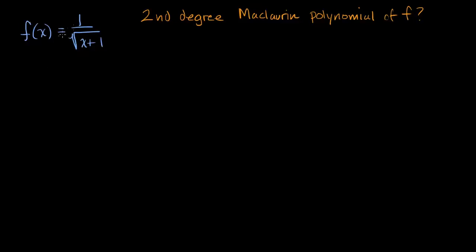We're told that f of x is equal to 1 over the square root of x plus 1. And what we want to figure out is what is the second degree Maclaurin polynomial of f. And like always, pause this video and see if you could have a go at it.